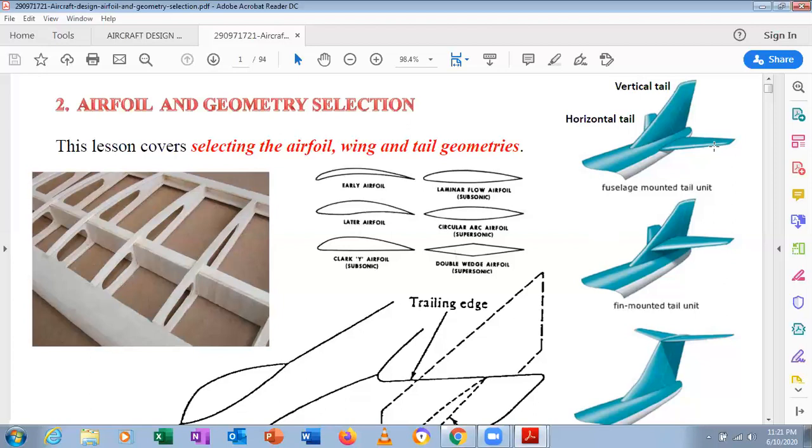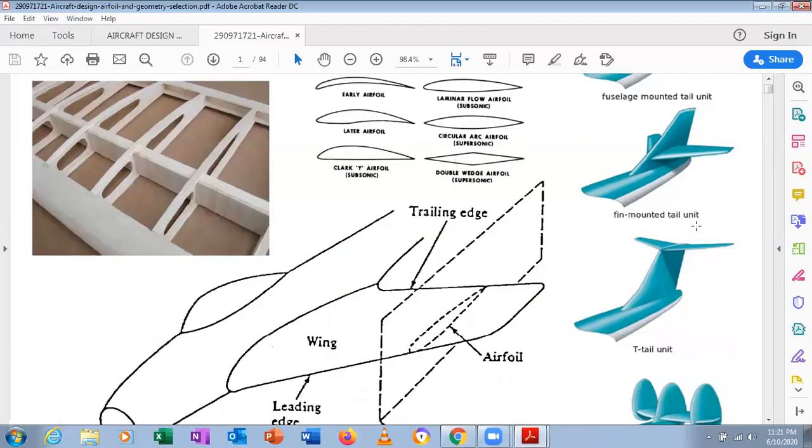Why? Because a symmetric airfoil at zero angle of attack produces no lift. Due to that, in the vertical tail and horizontal tail we mainly use symmetric airfoils, because they act as stabilizers, horizontal stabilizer as well as vertical stabilizer. There are different configurations of tails, which I will discuss in later stages.